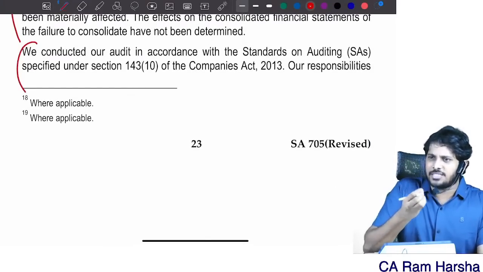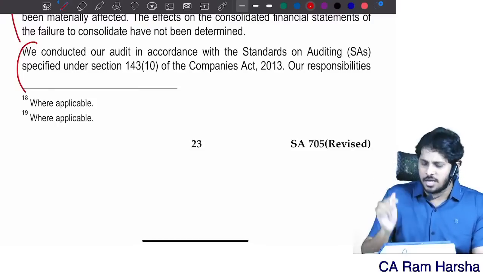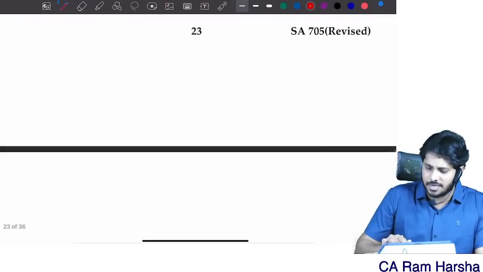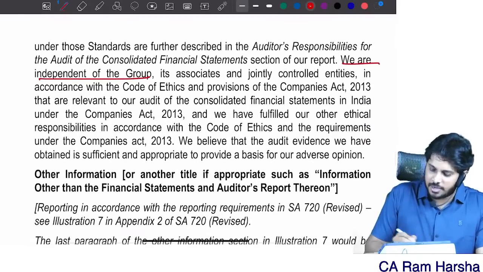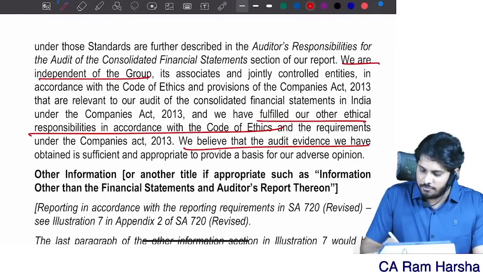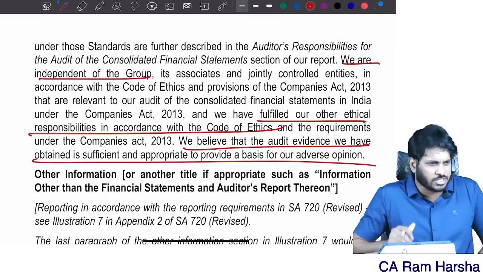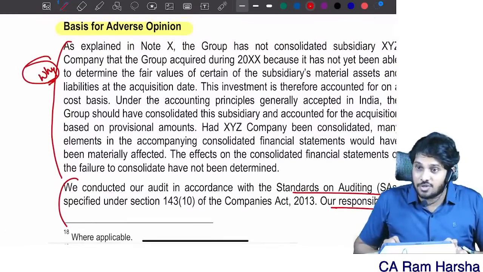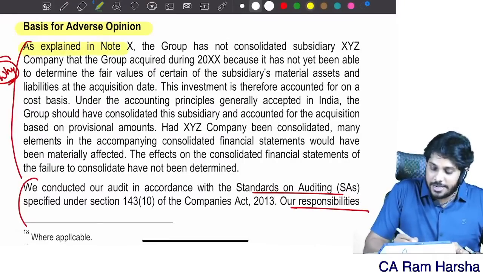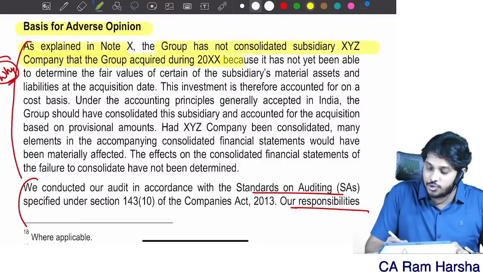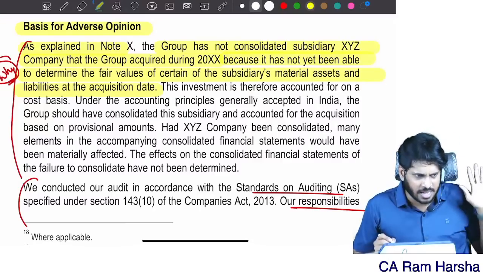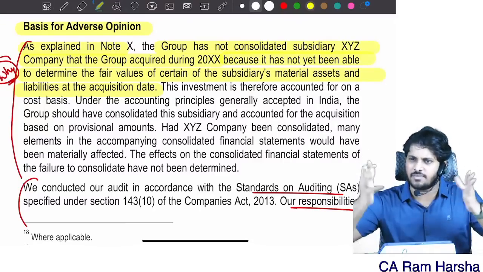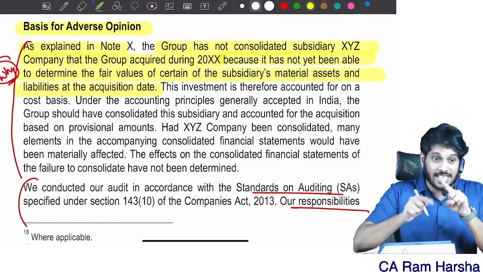What is the basis for your opinion? Generally, you do audit as per standards, you have responsibilities, you are ethical, you are independent of the company, you fulfilled ethical responsibilities, you believe that your evidence is sufficient and appropriate. You generally talk about your audit, but specifically you also talk about why you gave an adverse opinion. Yes or no? As explained in note number 10, the group has not consolidated XYZ subsidiary, which the group acquired in so and so year, because it has not yet been able to determine fair values of material assets and liabilities as on acquisition date. So and so reason is that because of that they have not consolidated. They gave the reason.